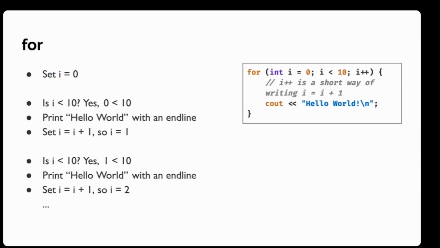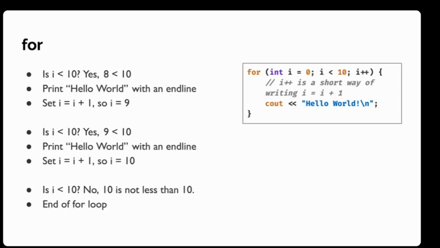So set i equals to 0. Is i less than 10? Since 0 is smaller than 10, it prints hello world and end line. It'll keep on running like this until i reaches 10. When i reaches 10, this condition is not fulfilled, so it'll terminate.